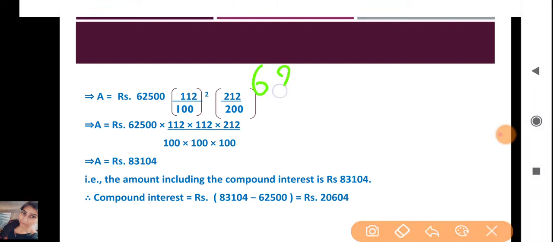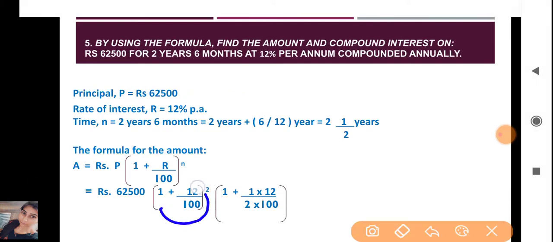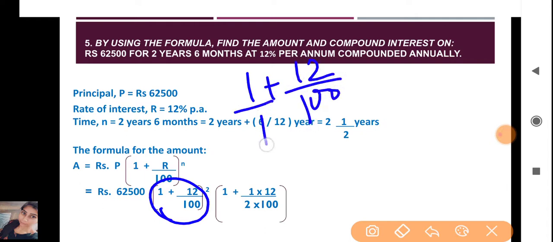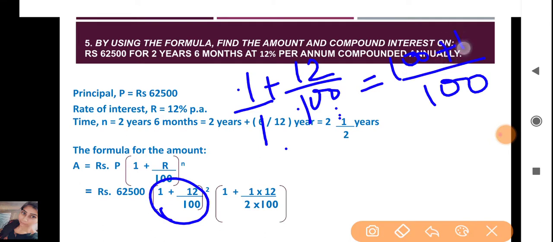Just see this 62500 multiplied. Now let me show you how this 112 is coming. Just solve this part. This is 1 plus 12 by 100. Nothing is there in the denominator, that means 1 is there. The easiest way to take the LCM is to multiply the denominators. 1 into 100 is 100, and cross multiply. 1 multiplied with this 100 is 100, 1 multiplied with this 12 is 12. So this is 112 by 100.